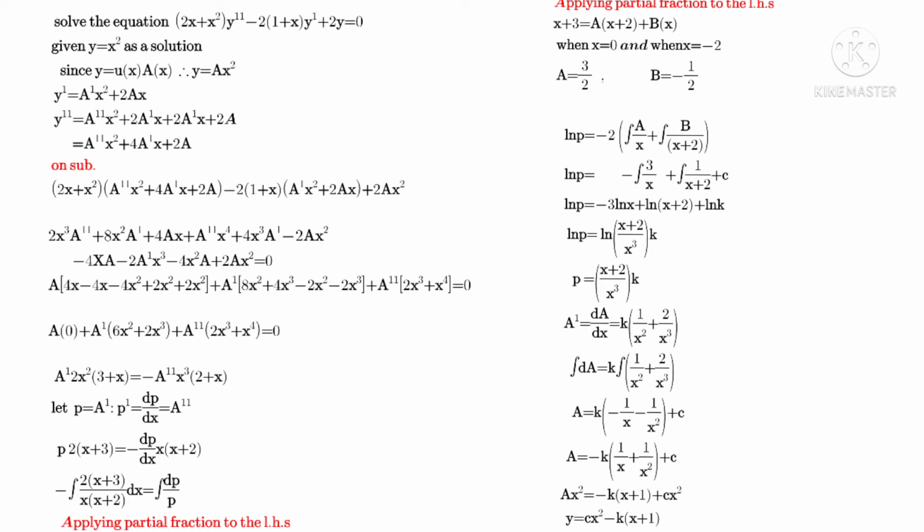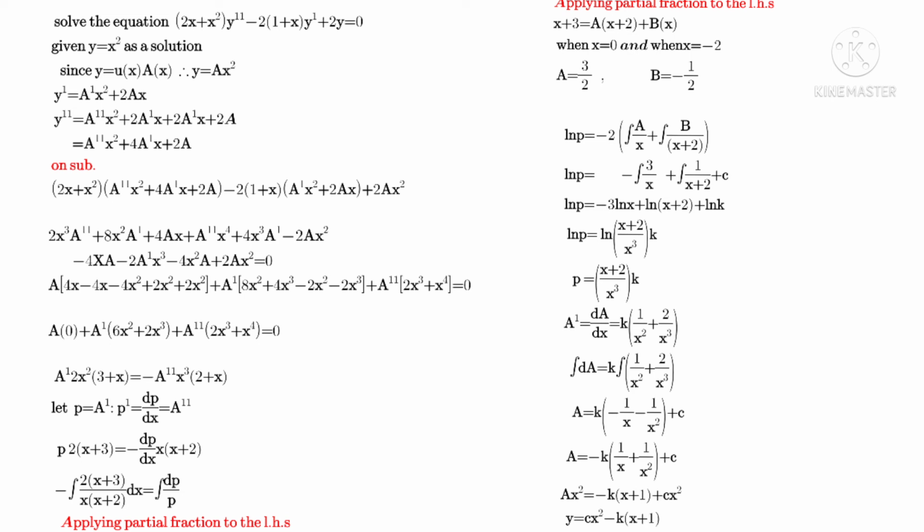Then we let p become a', such that p' becomes a''. Then we substitute back our initial value and we reduce the variables there. So on reducing, we have p'/p(x plus 3) equals minus dp/dx. Don't forget the dp/dx is still the same thing as p', so we have x plus 2. And then the next step, we separate the variables. So on separating, we have (2x plus 3) over (x plus 2), so that the left hand side integral is actually an integral on partial fraction. So when using partial fraction, we solve it out.